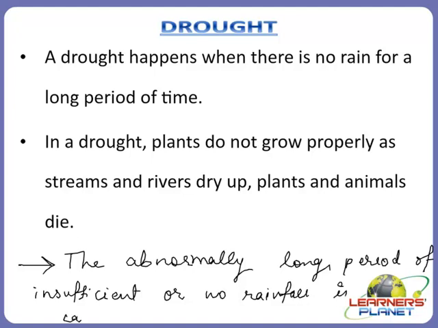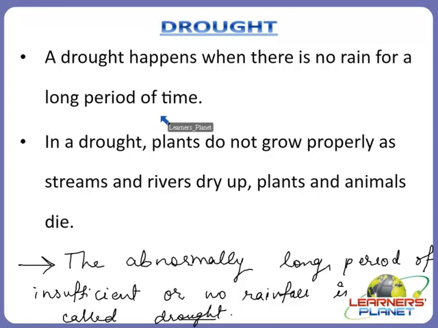So basically, as streams and rivers dry up, plants and animals also die, and because farm crops and animals die due to lack of water, there is less food for people to eat, and what food there is costs more. If a drought lasts for a long time, people may also die of starvation, that is lack of food, and the land may become desert.